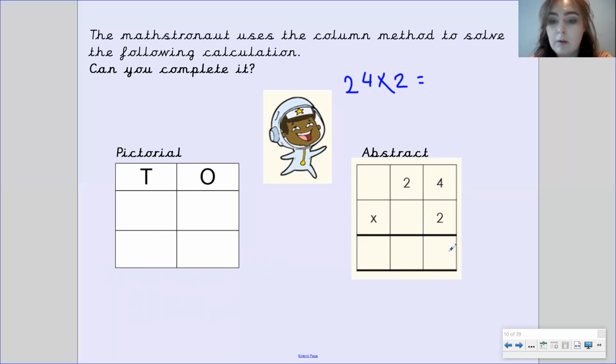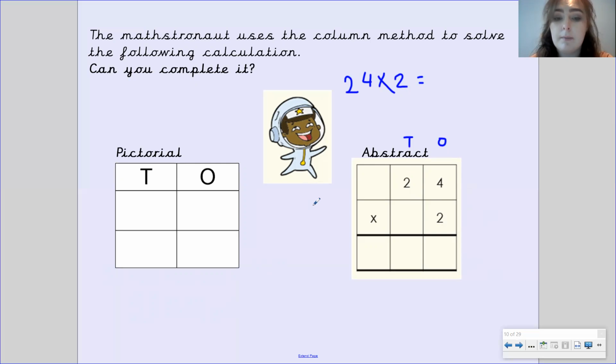Now, when you write out your 24 times 2, please make sure your ones are under your ones and your tens are under your tens. That is really important because this is our place value and we need to be very, very secure on this. Otherwise, we're going to get very confused when we answer the question.